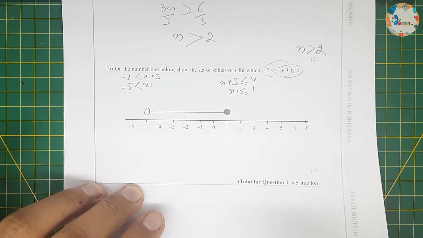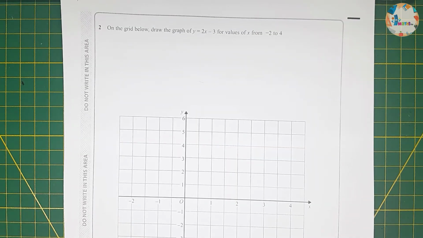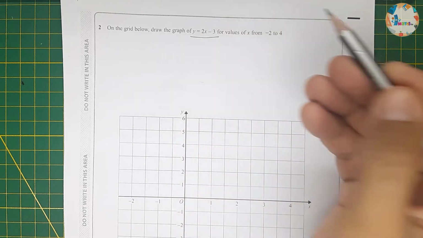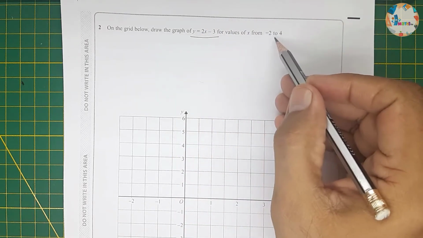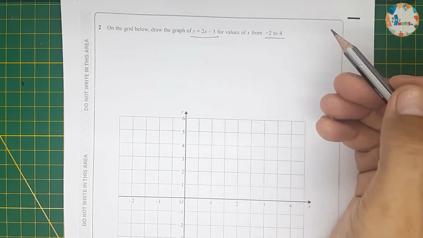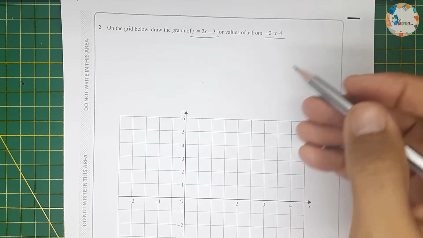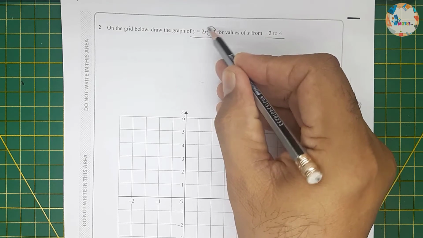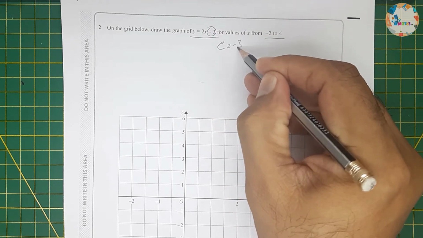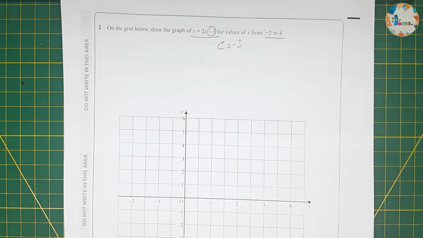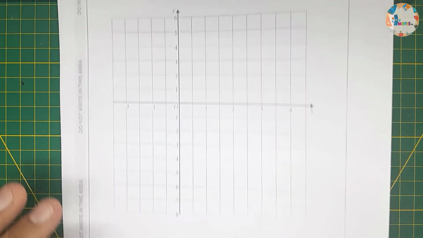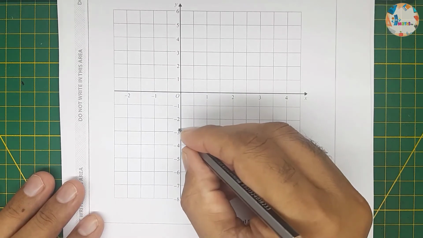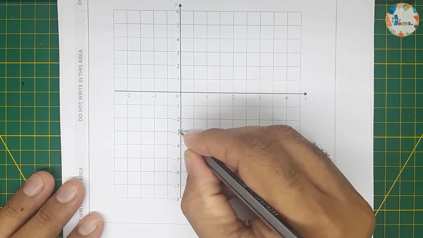Hopefully you understood this. Now question number 2. On the grid below, draw the graph of this line for values of x from minus 2 to 4. We have to draw this line. So we can see this is the y-intercept, c value is equal to minus 3. So it means that the line is passing through minus 3, and minus 3 is this point. We will put a cross over here.